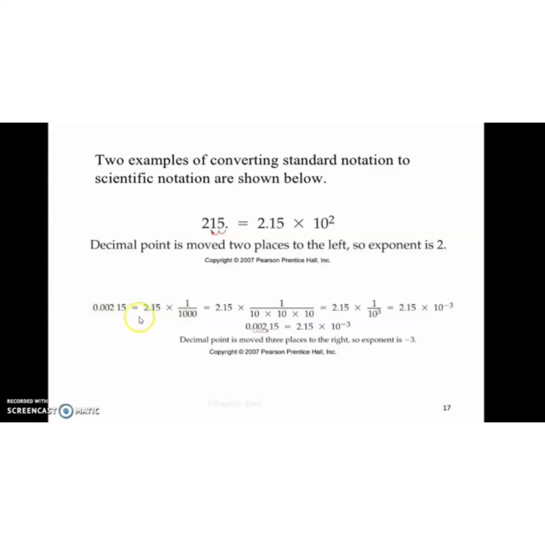0.00215, or we can write 2.15 divided by 1000. Since 3 decimal places are there, it is divided by 1000, or 10 into 10 into 10. Or we can write 2.15 into 10 raised to 3, where the 10 raised to 3 is put upside down, so we get 2.15 into 10 raised to minus 3. So here the decimal point is moved 3 places to the right side, so the exponent, or the power of the term, becomes minus 3.